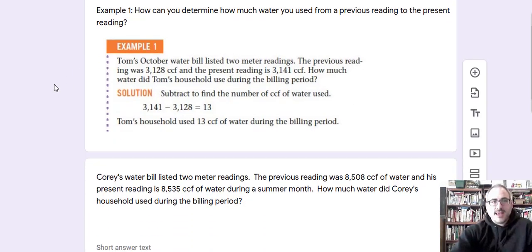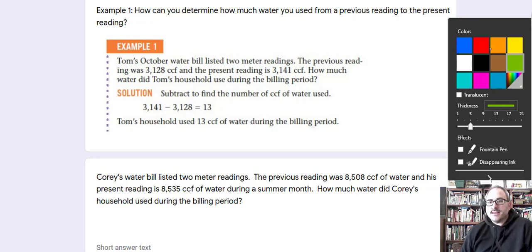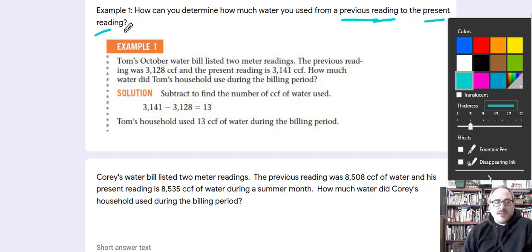Okay, so example 1. How can you determine how much water you used from a previous reading to the present reading? So remember that vocab, previous reading and present reading. That's a vocab word right there, and that's a vocab word. The previous reading was a reading of a meter previously, and the present reading is what the meter currently reads. I'm going to show you how to read a meter in a next example, all right?